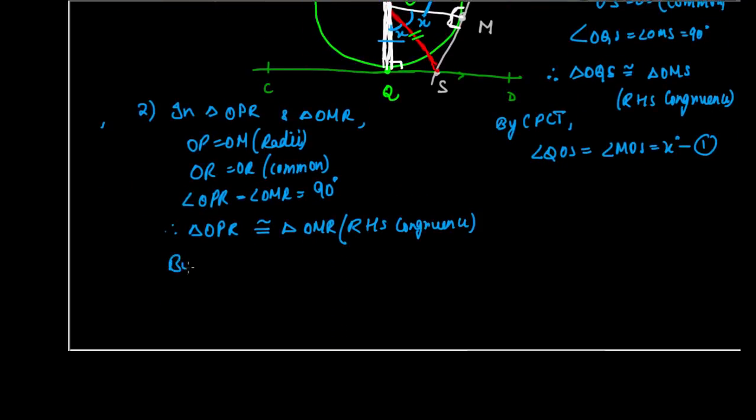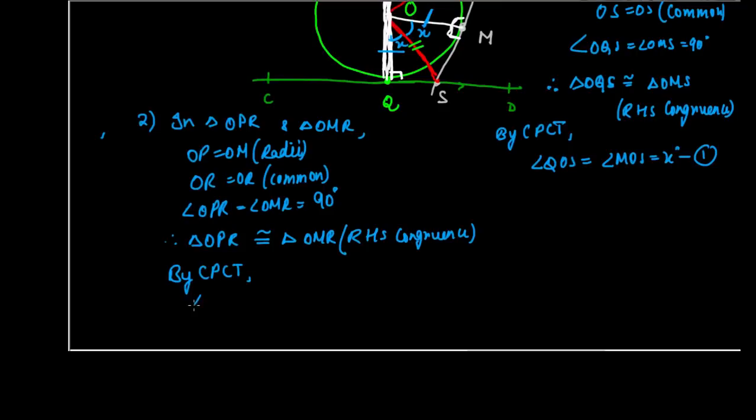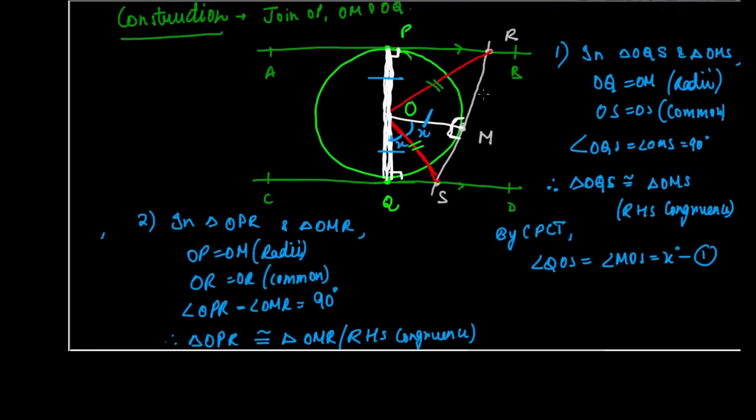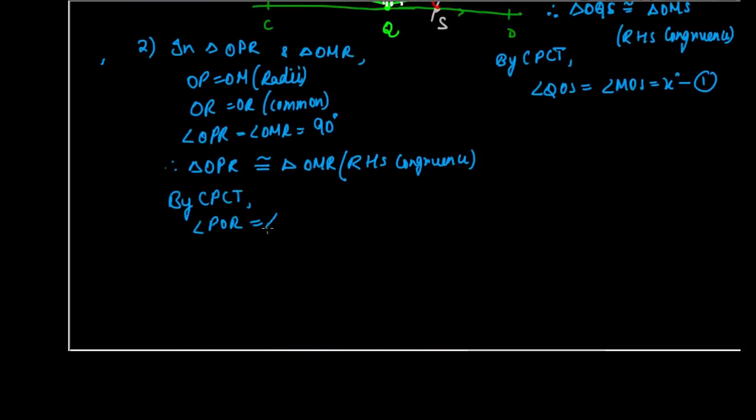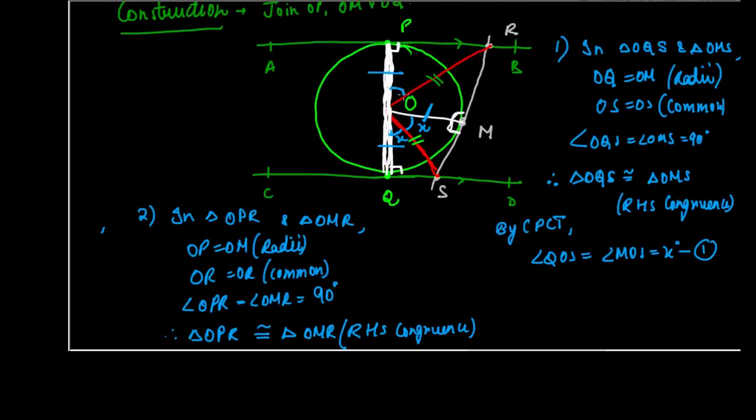Therefore, by CPCT, congruent parts of congruent triangles, we can say that angle POR is equal to angle MOR equal to some y degrees. This is equation 2. So angle POR and angle MOR are both some y, right?